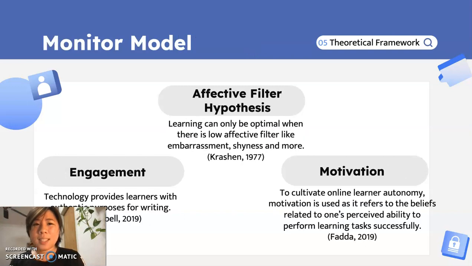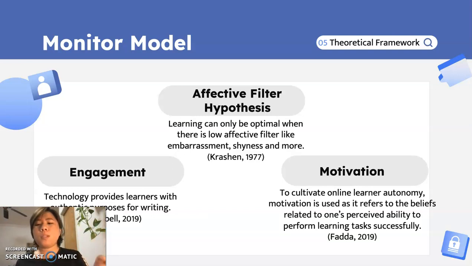meaning. Secondly, the theoretical framework for this research paper also stems from the monitor model first introduced by Krashen in 1977. So there are 5 main hypotheses in the monitor model, and the hypothesis that we're focusing on is to do with the affective filter hypothesis, whereby Krashen believed that learning can only be optimal when there is a low affective filter, like embarrassment, shyness, and many more.